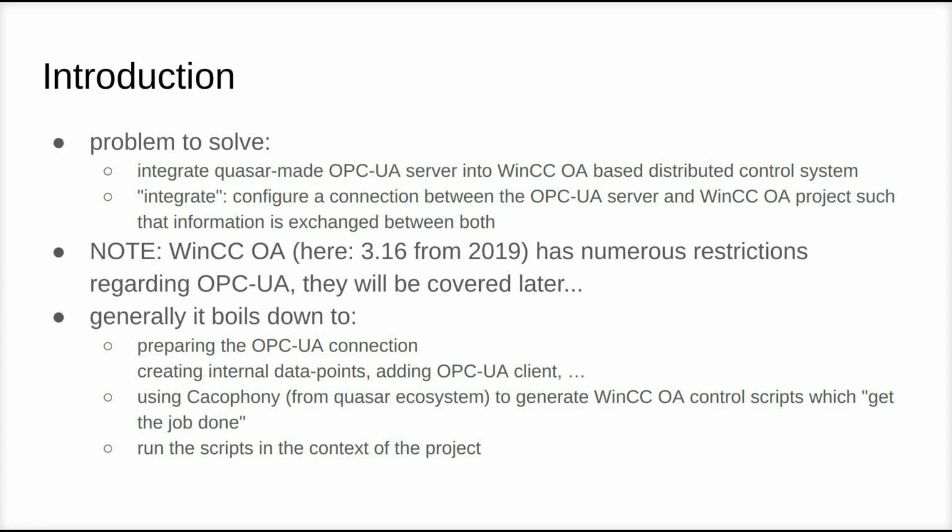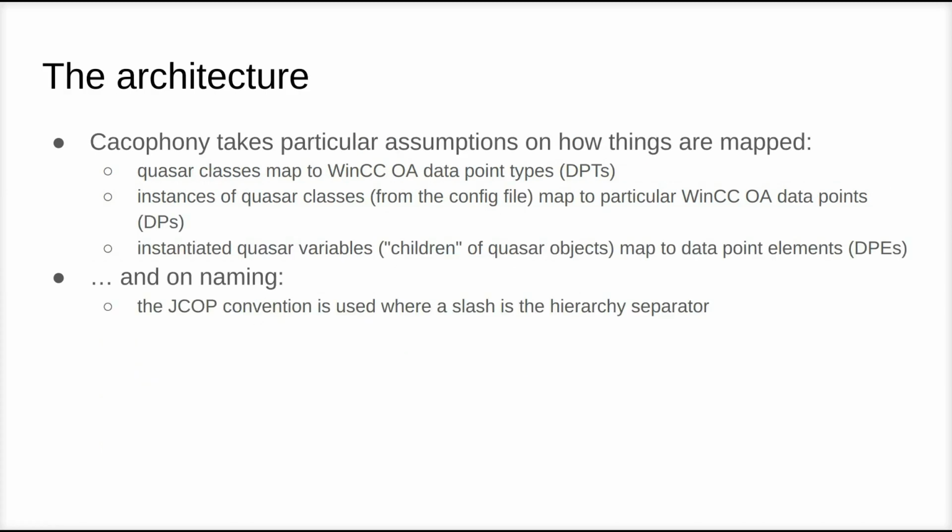project. And then the interesting part comes when you start using Cacophony. So in the Quasar ecosystem, as I mentioned, there is a module called Cacophony, where you generate WinCC OA control scripts, which kind of get the job done for you. So what you do is you use Cacophony to generate those scripts, and then you run the scripts, and the scripts will arrange for whatever is necessary to get your project connected.